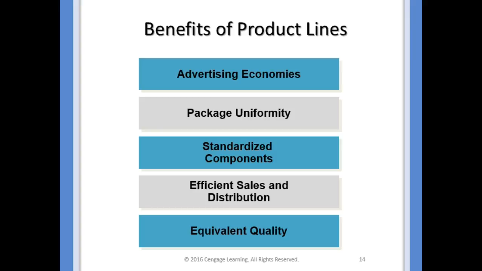And then the last one is the equivalent quality. Usually all products in a product line are perceived as having the same quality. As long as that's a good quality, you're in good shape.